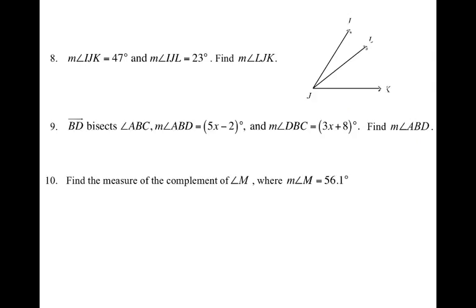All right, on number 8, IJK is 47. So the whole angle is 47. And then it gives you the little part up there at the top is 23, and you're looking for the smaller part, so you're just going to subtract them, 47 minus 23, and get 24.